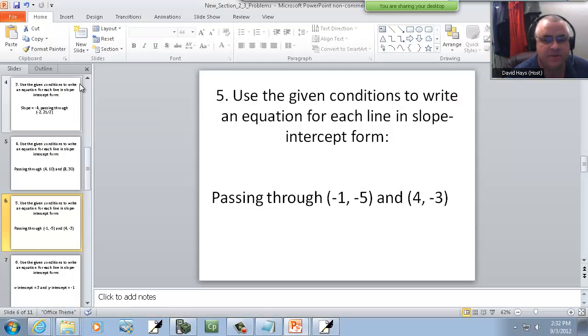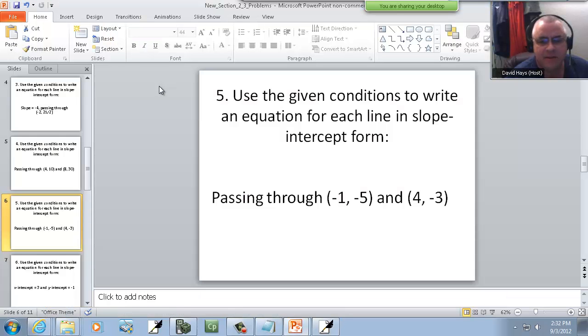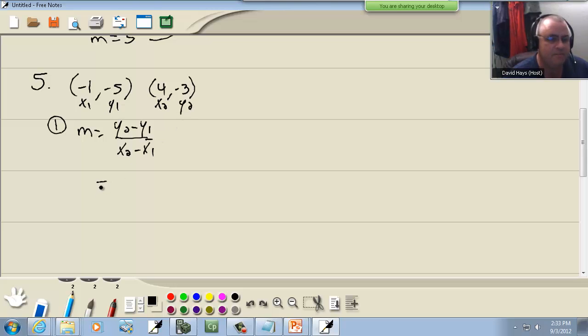Okay, so passes through these points. Negative 1, negative 5, and 4, negative 3. Still the same steps. Step 1, find m. So we got m is equal to y2 minus y1 over x2 minus x1. Now we'll label these. This is our first point, so that's our x1, y1. This is our second point, so that's x2, y2.